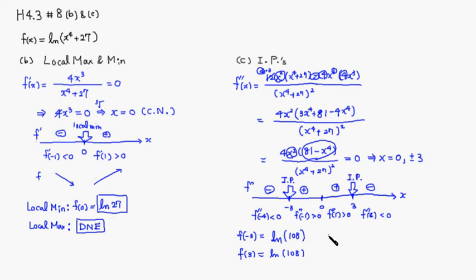All right, so therefore the inflection points that we are looking for would be: first one is -3 comma natural log of 108. And the other one is +3 comma natural log of 108. Right? That's it. Those are the inflection points.